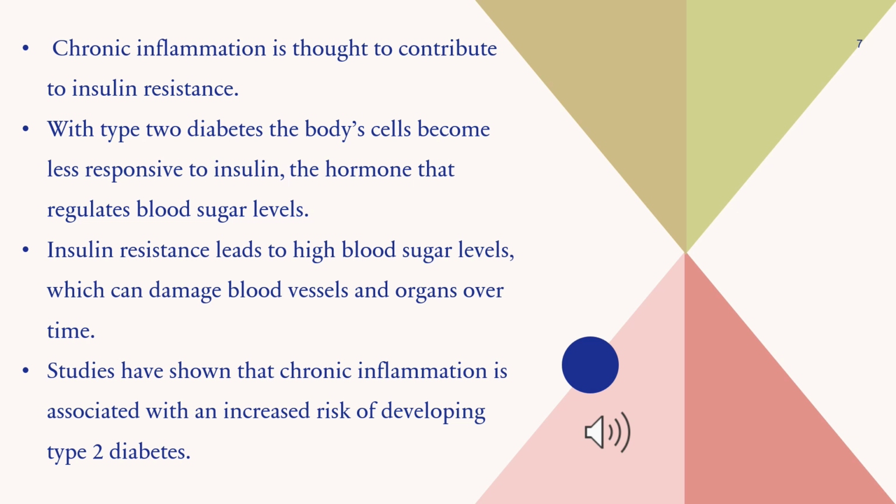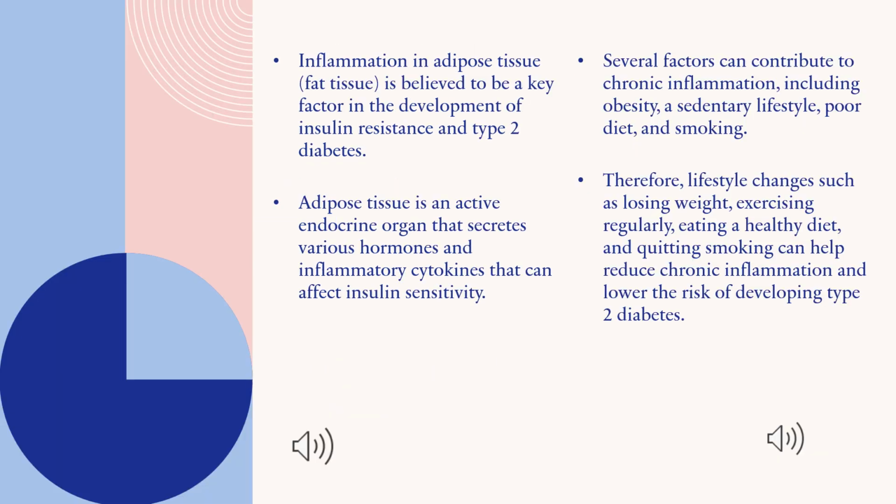As previously stated, with type 2 diabetes, it is believed that chronic inflammation contributes to insulin resistance. This occurs when the body cells become less responsive to insulin, which is the hormone that regulates blood sugar levels. High blood sugar levels due to insulin resistance can cause damage to organs and blood vessels over time.